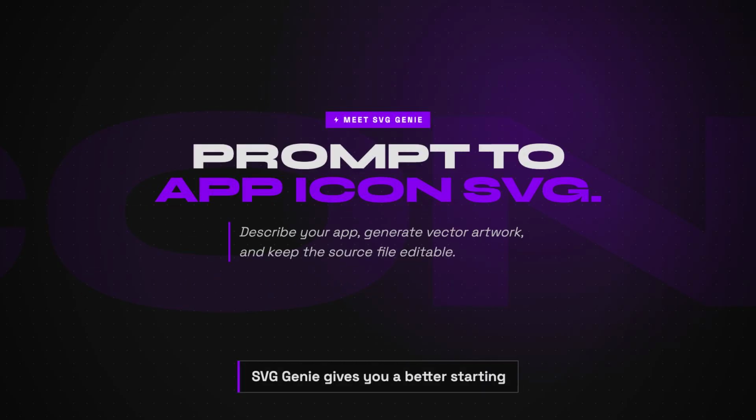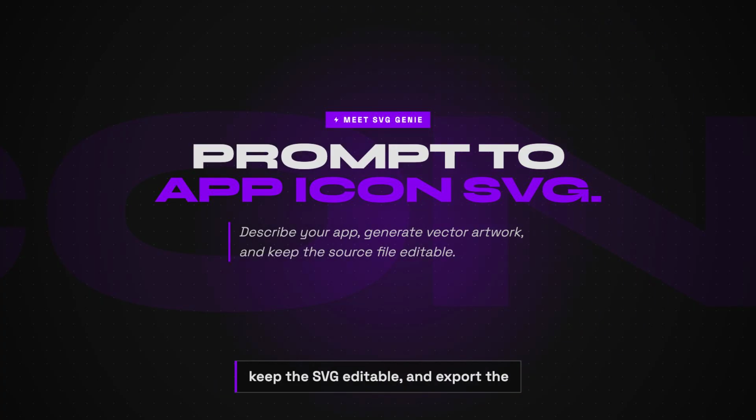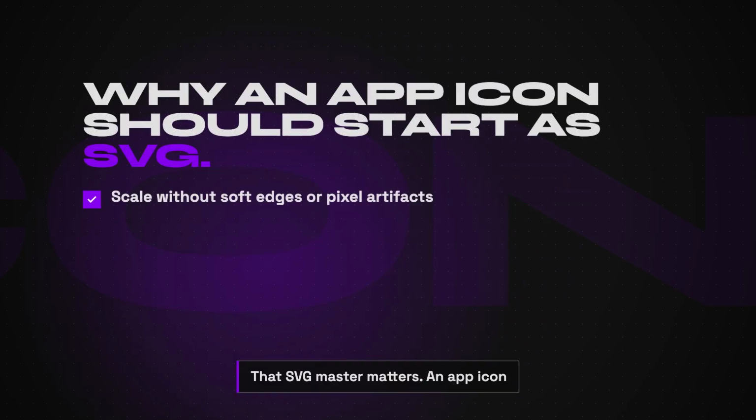SVG Genie gives you a better starting file. It turns a plain text prompt into real vector artwork made from paths, fills, and shapes. For app icons, that means you can generate the concept fast, keep the SVG editable, and export the sizes you need later.